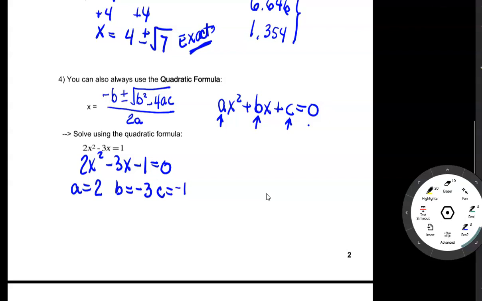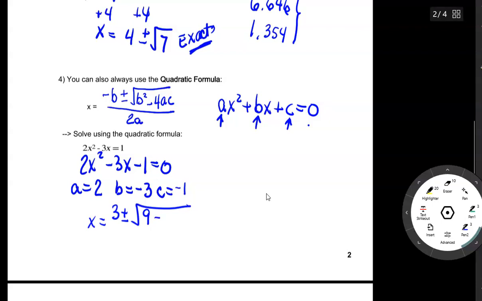And now I plug it into the quadratic formula, and I get x equals negative b. Well, b is negative 3. So what is negative negative 3? That would just be 3. Then the square root of b squared, and b is negative 3. So negative 3 squared would be 9. Negative 3 times negative 3.